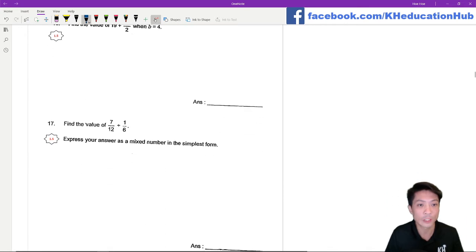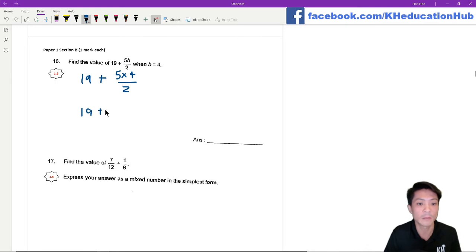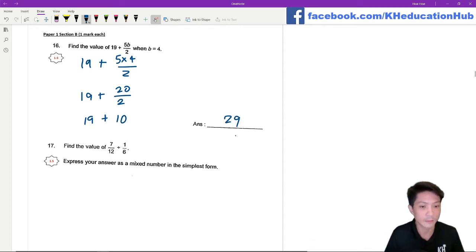Okay, let's go into question 16. This one is section B. Paper 1, section B. Find the value of 19 plus 5b over 2 when b is equal to 4. So 19 plus 5b, b is 4, so 5 times 4 over 2. Okay, this will become 19 plus 20 over 2, which is 19 plus 10, okay, which will give you 29.